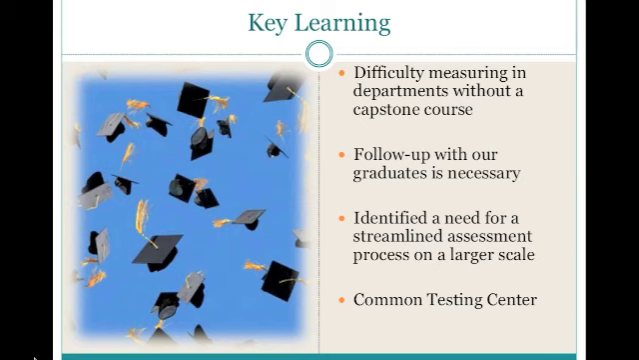What our key learning was that we had some difficulty measuring the SLOs and the DQP areas in those departments that did not have a capstone course. So we had to figure out, did we do a survey? Do we do some sort of SLO that's across all of the courses? It was a measurement process, and we're in the process of figuring out how we're going to measure this. We decided that follow-up with our graduates would become necessary, and so we're working on a process to follow up on our graduates, the transfers as well as the terminal degrees.